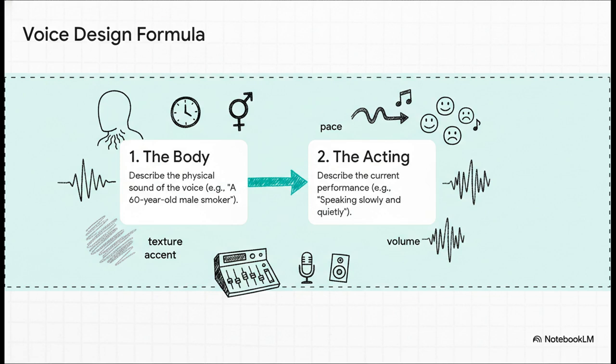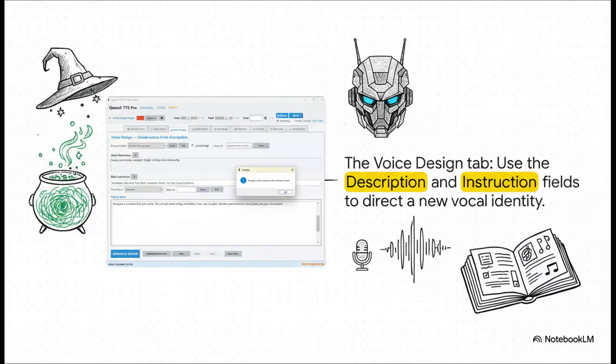First, you describe the body, its physical traits, age, gender, maybe a raspy texture. Then, in a separate prompt, you describe the acting for that specific line, the emotion, the pacing, the volume. The AI then brilliantly combines those 2 ideas to generate a voice that's never been heard before. And in the app itself, you can see this laid out perfectly. You have one field for the voice description, that's the body, and another for style instruction, that's the acting. Mix and match these, and you can create literally anything, from a wise old wizard to a quirky little robot.